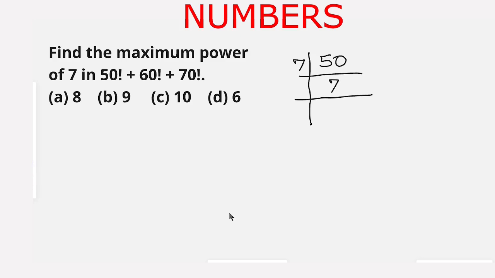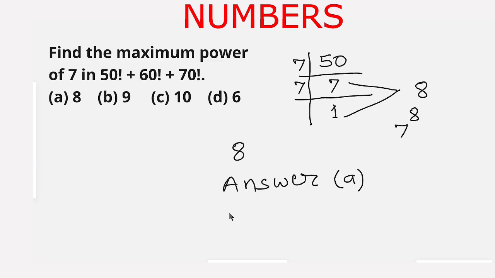We again divide 7 by 7, and 7 divides 7 for 1 time. So the successive quotients are 7 and 1, and their sum, 7 plus 1, is 8. That will be the maximum power of 7 in 50 factorial, and also the maximum power of 7 in 50 factorial plus 60 factorial plus 70 factorial. So the maximum power is 8 in the given question, and from the given options, our answer is option A, 8.